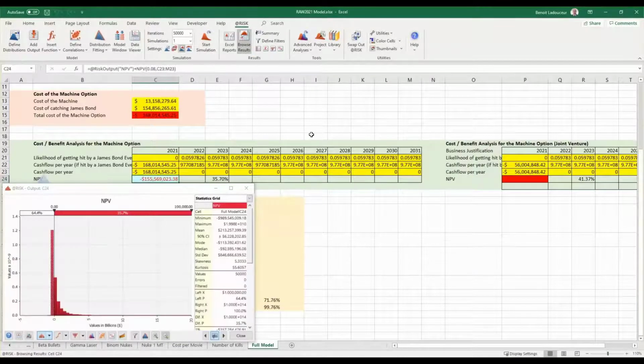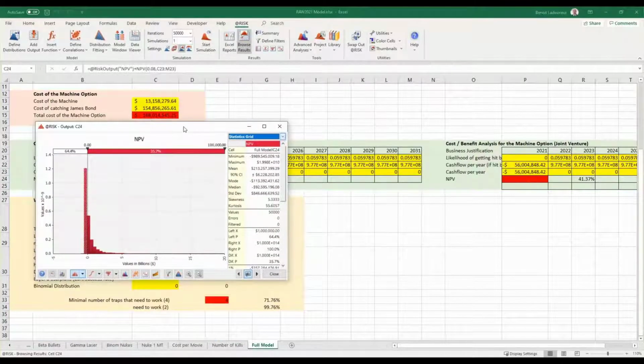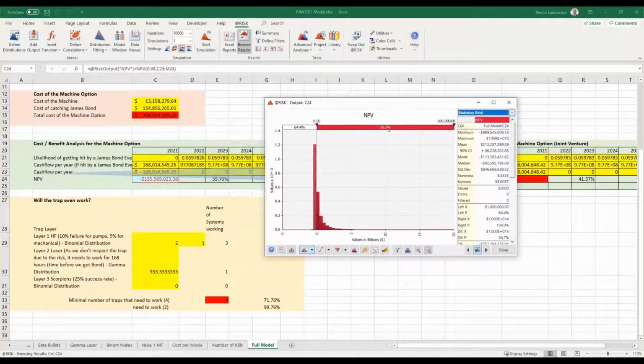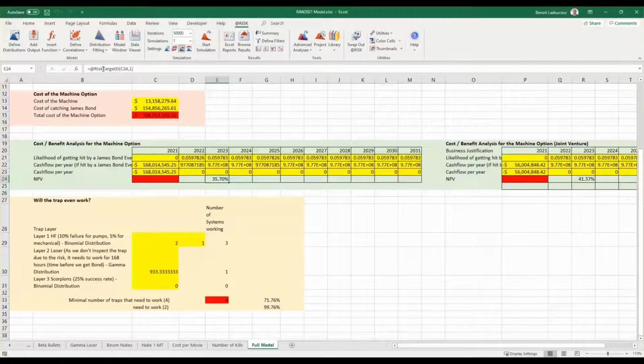So I'm just gonna get to the results. Basically what it states is that I've got a 35.7% chance of being NPV positive in this case, should I decide to invest by myself. So here we are. This is basically just a function pulling out of the distribution the likelihood of hitting a specific threshold.